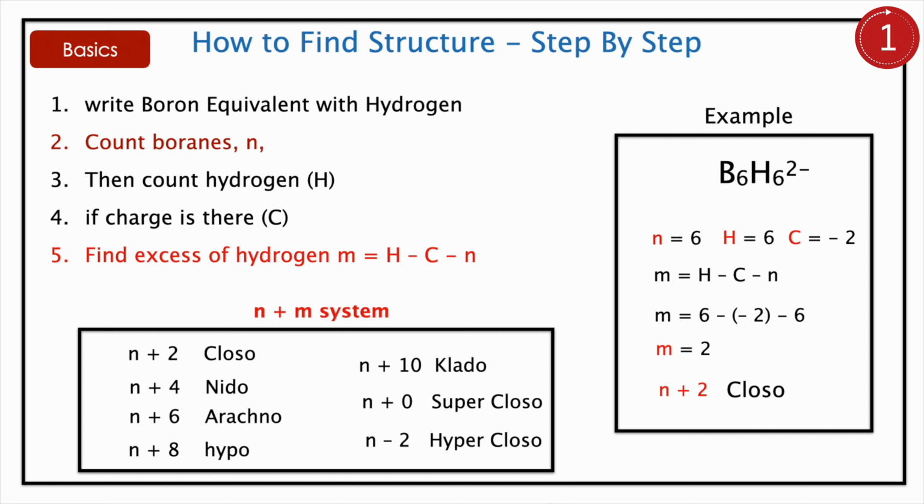Here I given the example B6H6 2 minus. Here n is 6, it is obvious. Hydrogens are 6 and charge is minus 2. If you look at the m, it is 6 minus of minus 2 minus 6. So m equals 2, which means it is an n plus 2 system. So it is Closo.